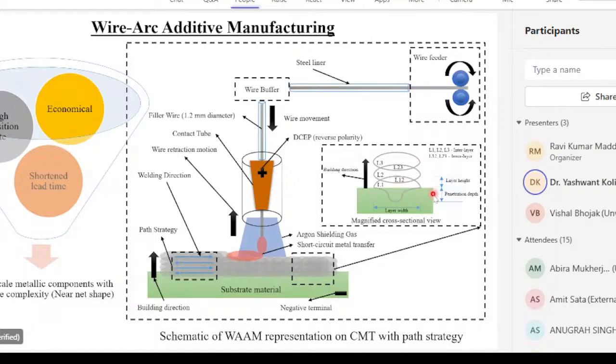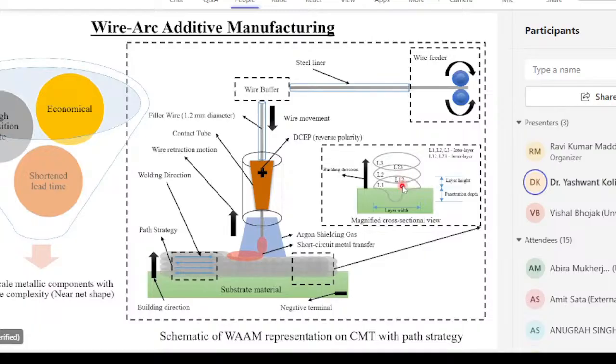Here you can see a cross-sectional view of the weld bead. The green color is the substrate material. You are viewing the cross section from this side, and you can see the first bead, L1, L2, and L3. So there are three beads, three layers we have laid. L1, L2, and L3 are the deposited layers.